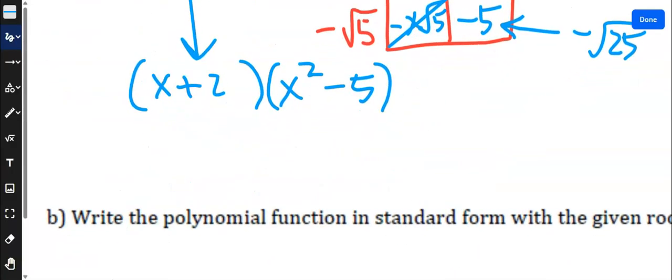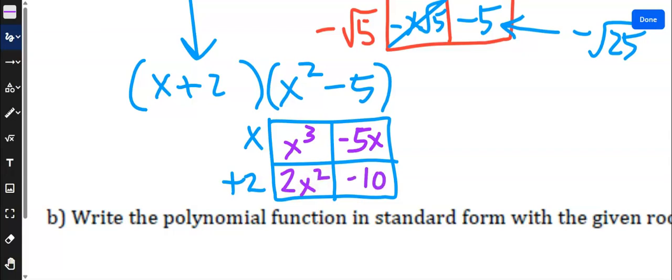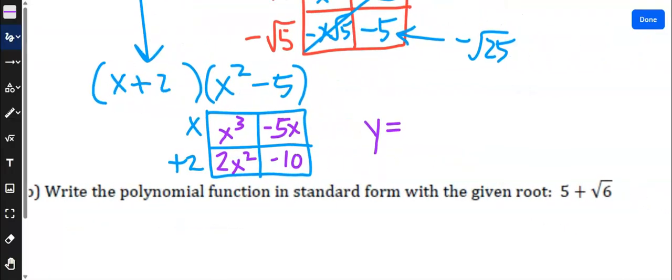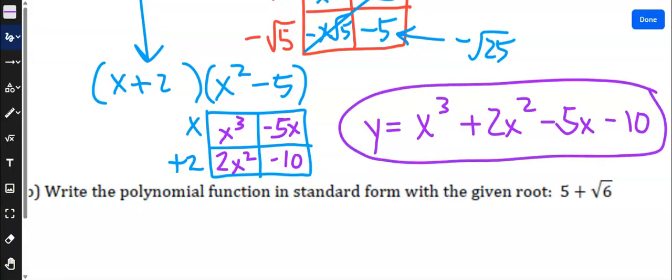And now I need to do another box, right? Remember, if you don't like boxes, don't use boxes. This is just a quick strategy that makes sure you don't lose stuff. So we got x cubed. We got a minus 5x. We got 2x squared and a minus 10. So my final answer, y equals x cubed plus 2x squared minus 5x and a minus 10. Assuming I did all that correctly. Didn't make a quick mistake.